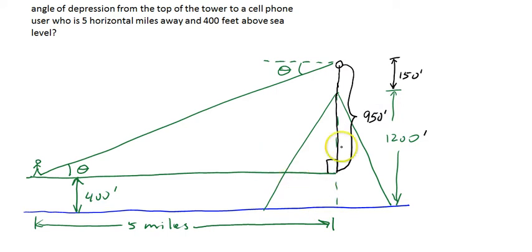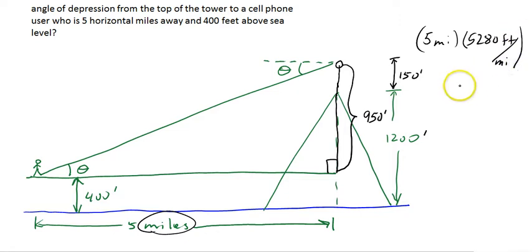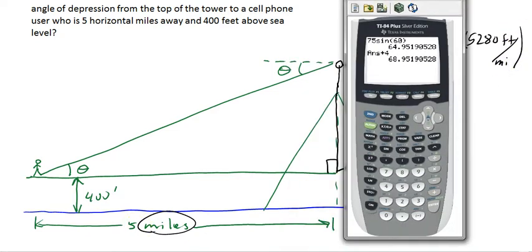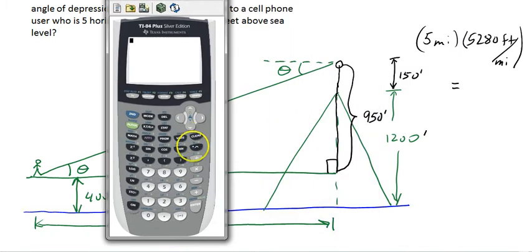Okay? So I know the opposite side. I also know the adjacent side, but it's in miles. And so remember that 5 miles we have to multiply by 5,280 feet per mile to get how many feet that is, because we need to have everything with the same units. So 5 times 5280 is 26,400.